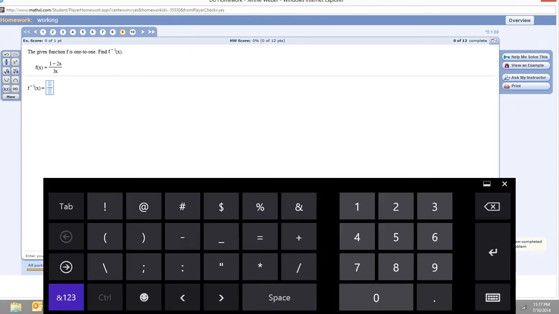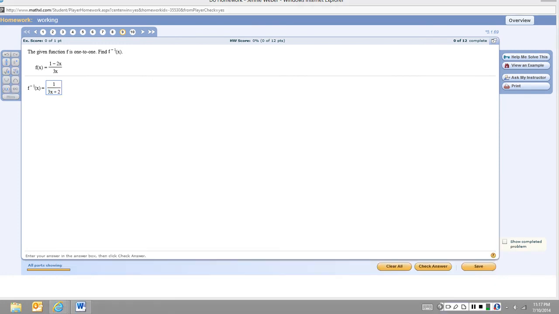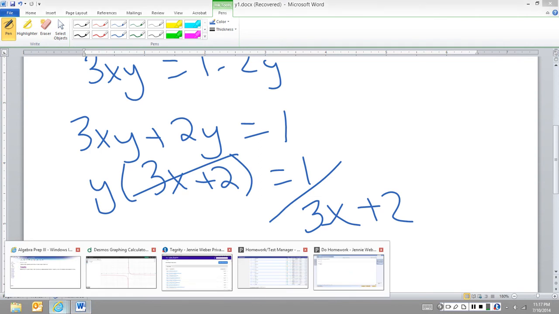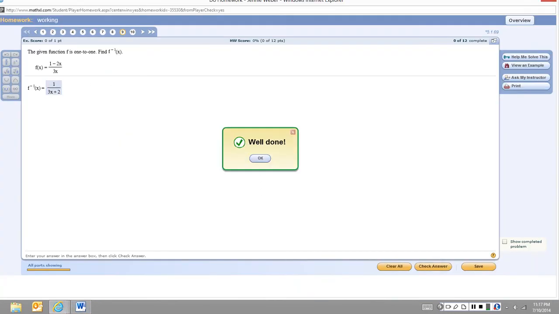So I have here 1 over 3x plus 2, and I better check that. I can, of course, now remember what I wrote down: 3x plus 2. 3x plus 2.